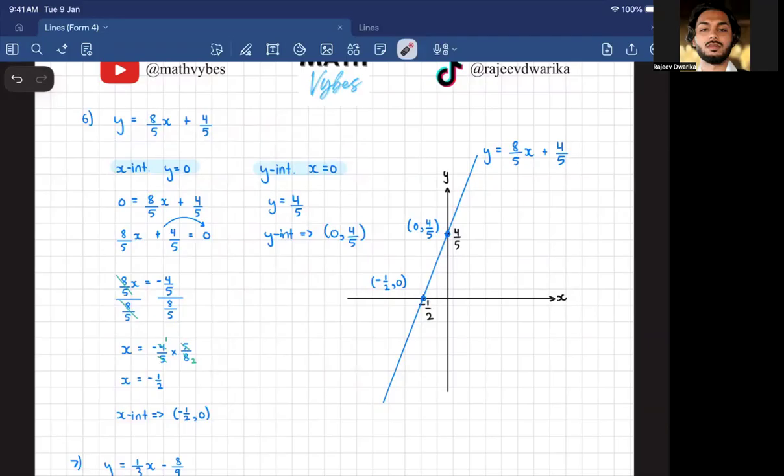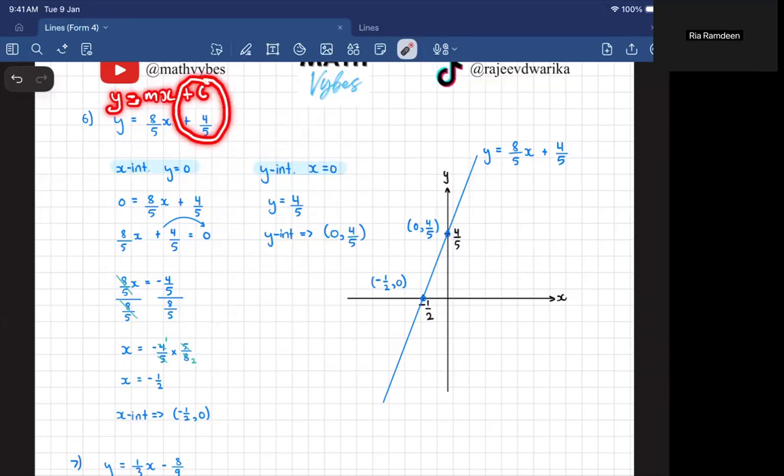And how can we read it off? Tell me what we just compare it to. We just compare it to what? Y is equal to what? What's the equation of a line? Oh yeah, y is equal to mx plus c. Right. So if you could see it directly, that c is 4/5. Yes. And what does c stand for again? The y-intercept. Right. So just by reading that, we can figure out where the graph cuts the y-axis. Right. Yeah.